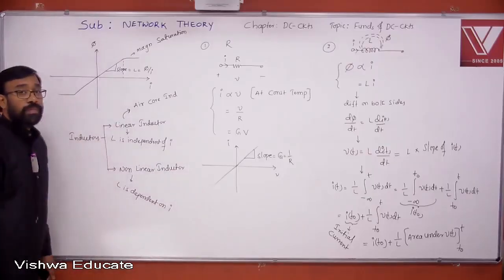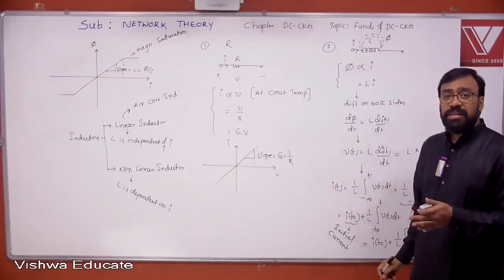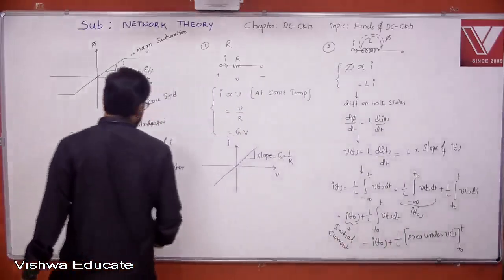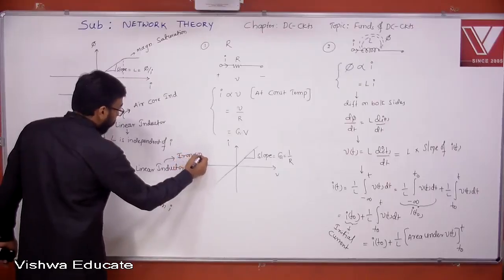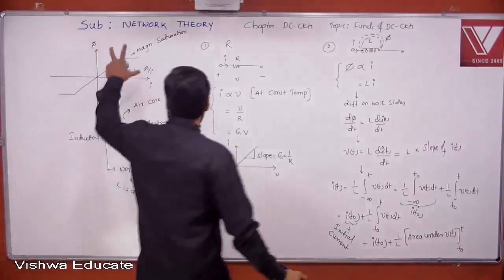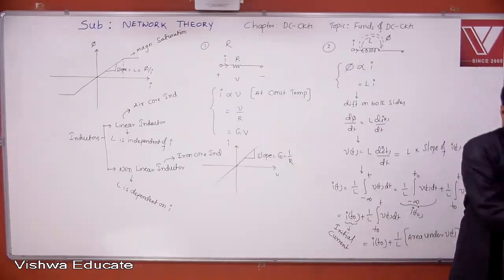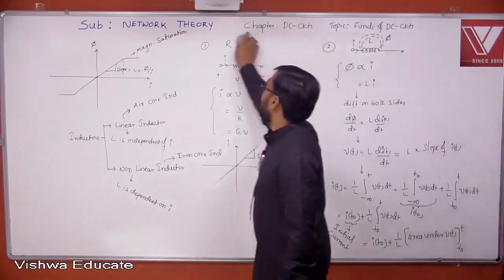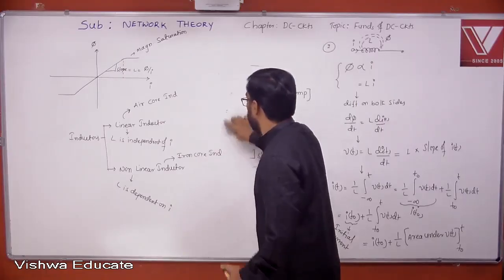So L is dependent on I. Understand? If L is independent of its current, then it is called a linear inductor. If L is dependent on I, it is a nonlinear inductor. And for nonlinear inductor, you have the best example, iron core inductor. Understand all of you, okay? So note down these characteristics and this one also quickly. Note down them. You can note down this quickly.